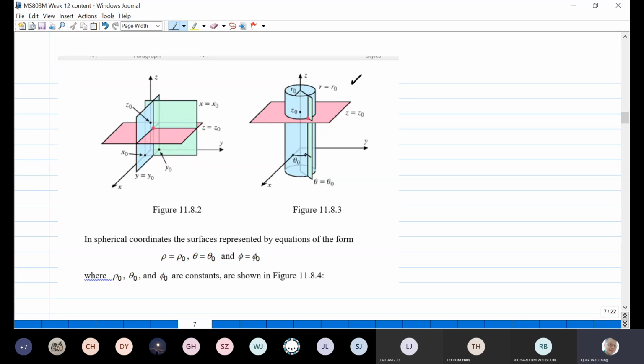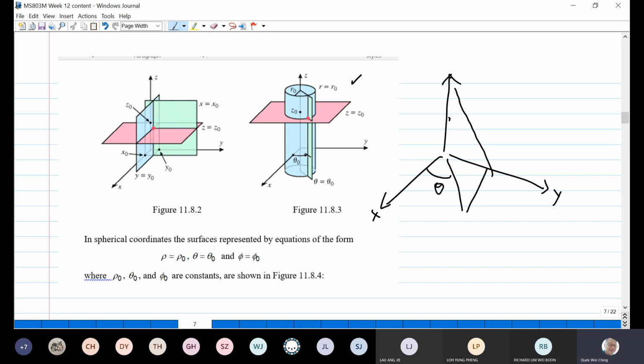What's the meaning of half plane? I don't get it. Half plane, because theta equal to theta 0 is a half plane. Why is it a half plane? Because if you look at this one, you're only looking at this half plane. This angle is theta. The other half on the other side is not considered. This is for theta equal to theta 0.